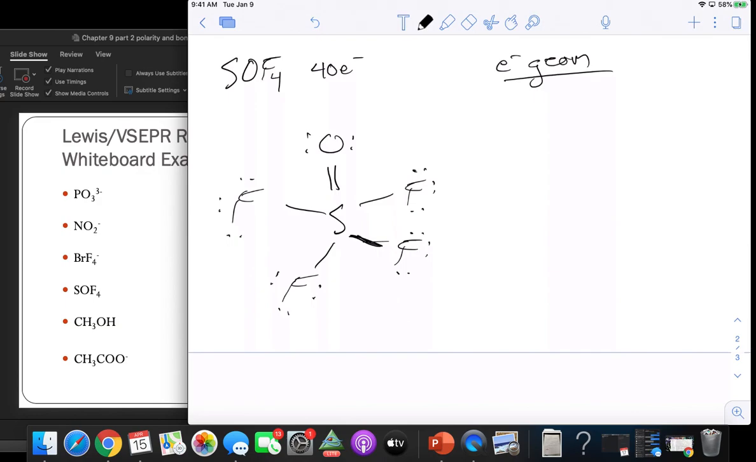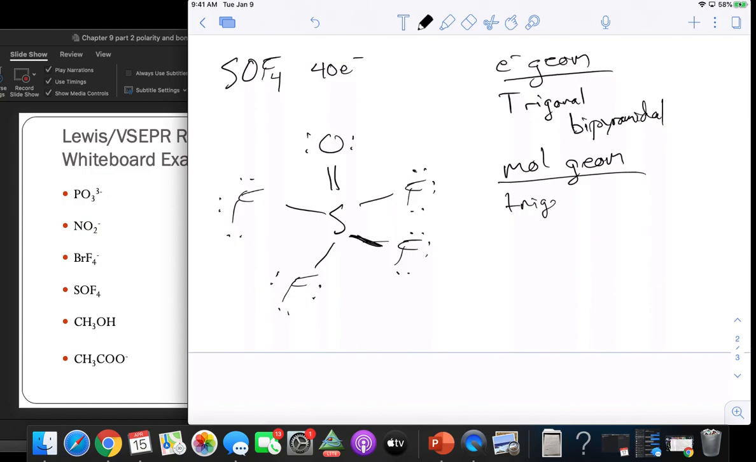For our sulfur, we're just going to count how many things are around it. Well, we have 5 bound atoms, so 5 things total. This is going to be Trigonal Bipyramidal. So Trigonal Bipyramidal for our electron geometry, and then our molecular geometry, if we had no lone pairs, our geometry is still just the same. So Trigonal Bipyramidal also for the molecular geometry.